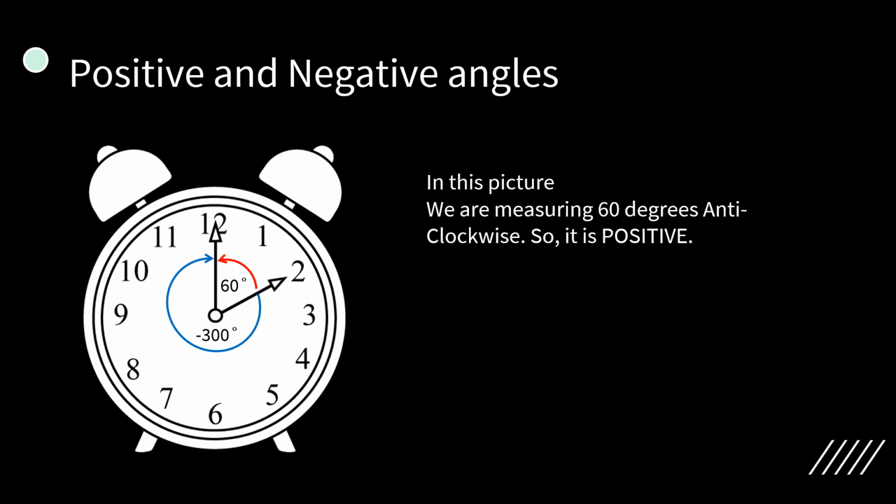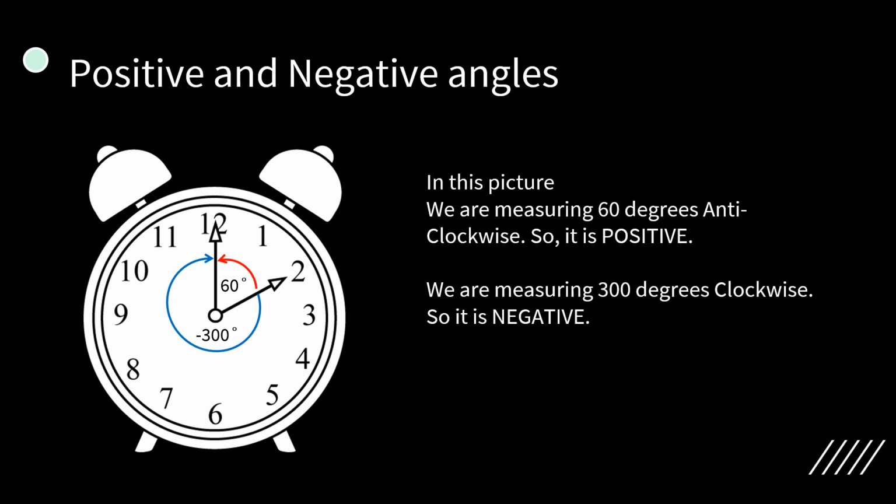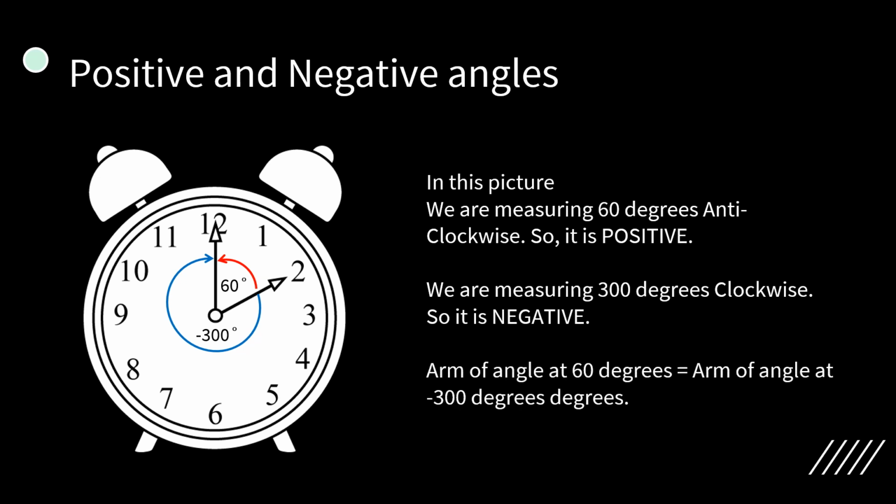In this picture, we are measuring 60 degrees anti-clockwise, so it is positive. We are measuring 300 degrees clockwise, so it is negative. The arm of an angle at 60 degrees is the same as when the arm of an angle is at minus 300 degrees. Note that 60 plus 300 is 360 degrees, which is a full rotation.